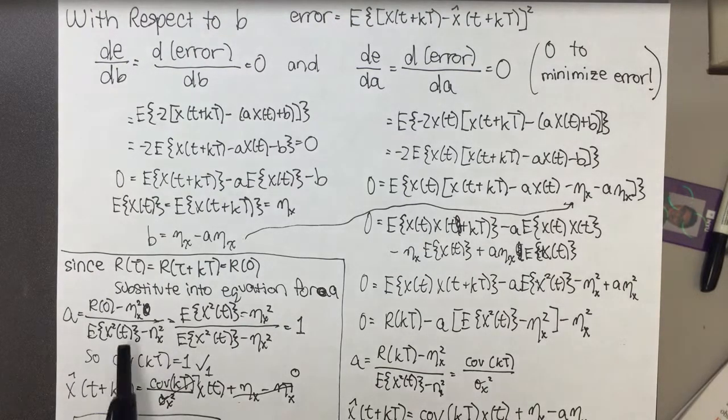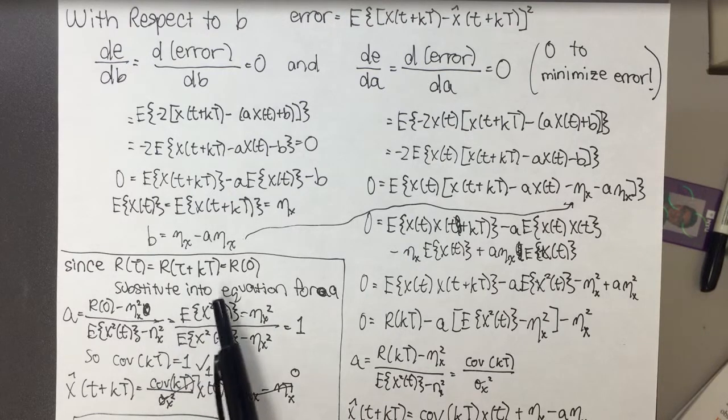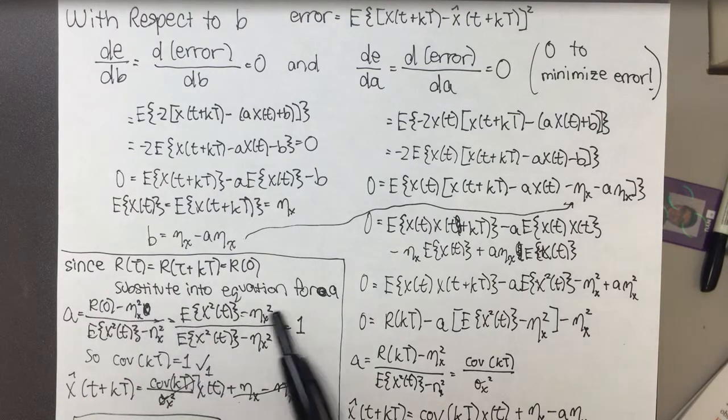Since r of tau is equal to r of tau plus kT, because it's periodic, it also equals r of 0, so we substitute this into the equation for a. So we substitute r of 0 minus eta squared, as you see over here, over the expected value of x of t squared minus eta x squared, and this top part actually equals the bottom part, so essentially this equals 1.